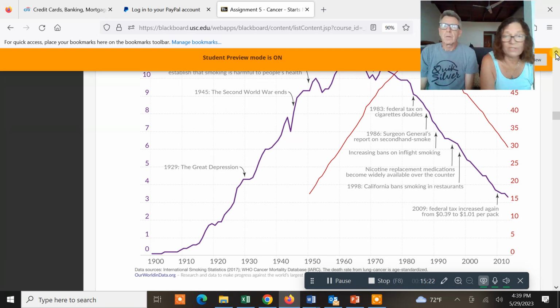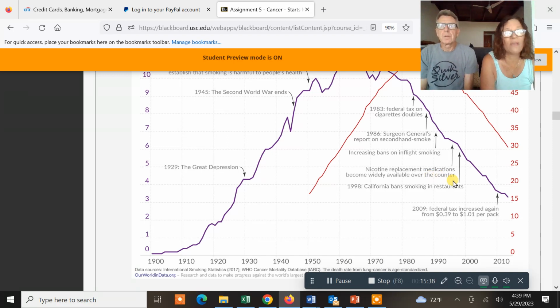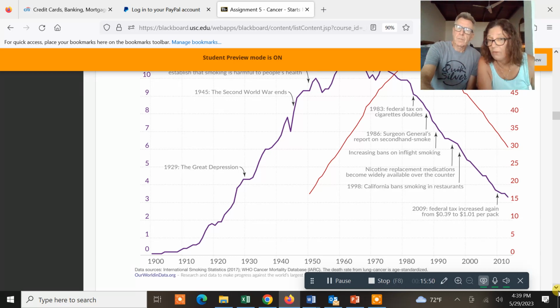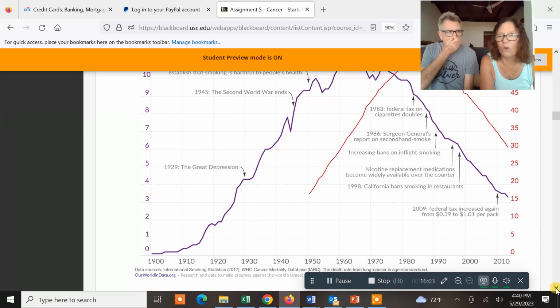The government started to increase taxes on cigarettes. The U.S. Surgeon General released a report on the risks of secondhand smoke. We got rid of smoking in planes, believe it or not, restaurants, public buildings. And then we started to develop good treatments for people who wanted to quit smoking, like nicotine patches and nicotine gum. And California, like many states, has banned smoking in restaurants, in public buildings. You hopefully don't see too many people smoking in public buildings at USC. And then we keep increasing the taxes. If we make cigarettes more expensive, people are going to have to buy fewer cigarettes. It makes it harder for people to support that addiction. And it is a very addictive habit.